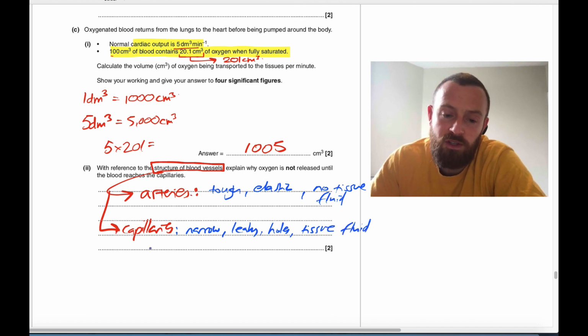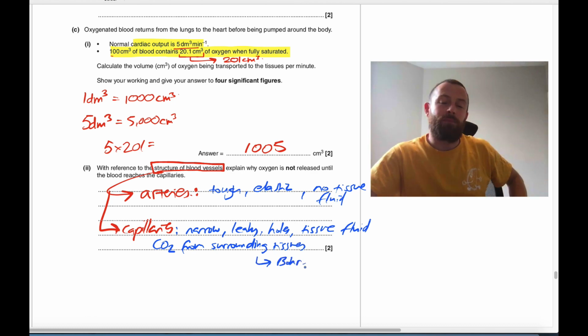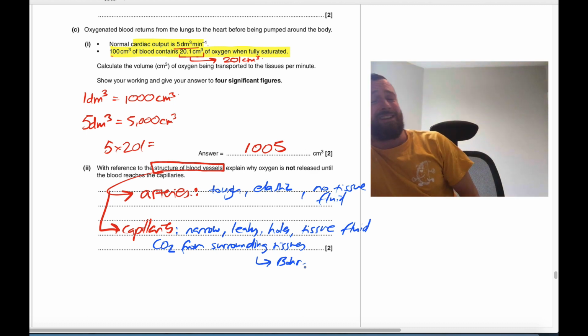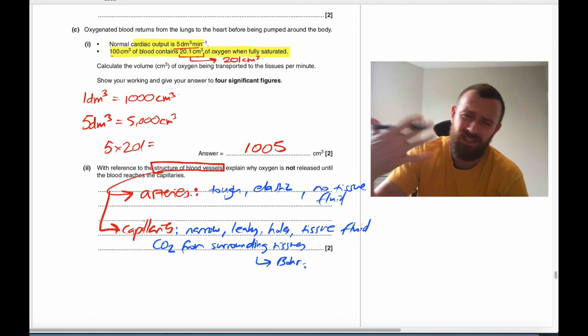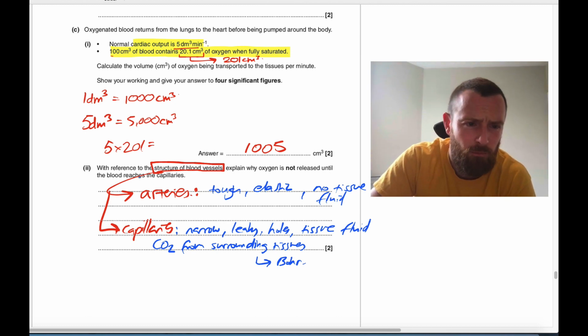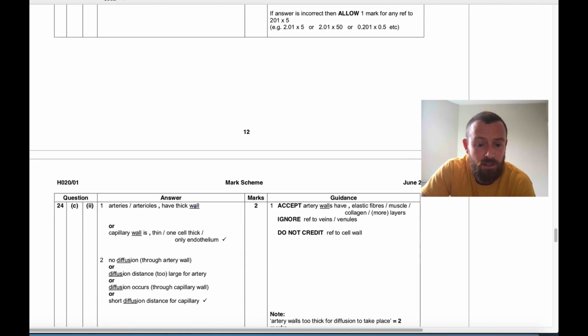And maybe we can also say that CO2 from surrounding tissues gives the Bohr effect, which causes dissociation, although that's not really about the structure of blood vessels. So that would be my guess. Sometimes you do have to just think, what is the question really wanting from me? Let's see what the mark scheme says. Let's see if I got it along the right lines.